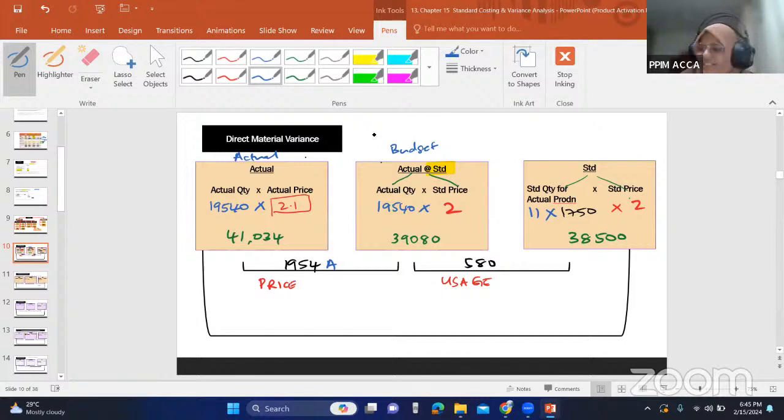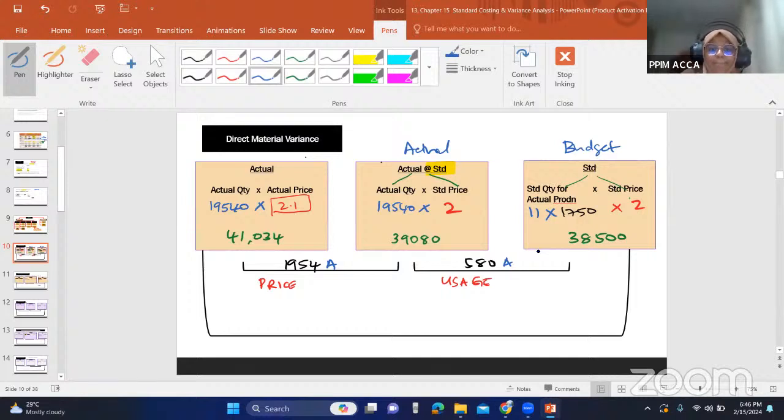Okay. Now let's check the usage variance. Now in the usage variance's case, this second box, it has at least a little bit of actual in it. So we can consider this the actual. Because the third one is entirely standard. So this is the budget. Okay, so see, I was supposed to spend 38,500. That's my budget. I have again spent more. 39,000 is more. Spending more, always a bad thing. This is also adverse.